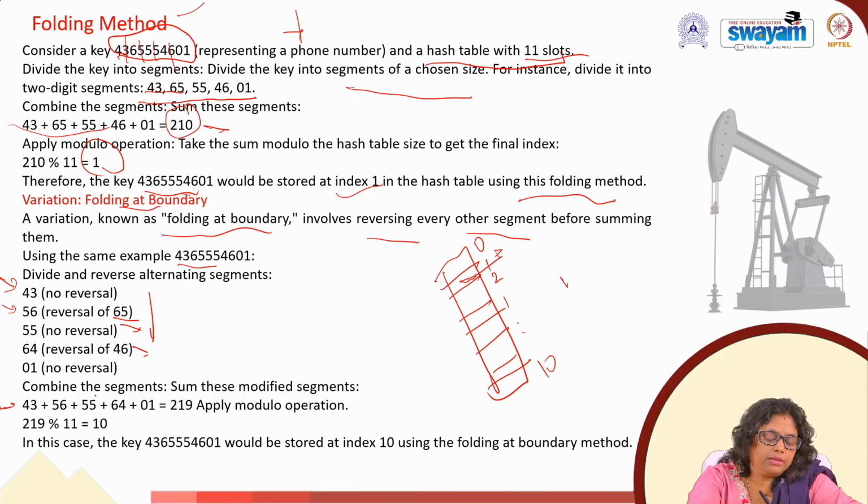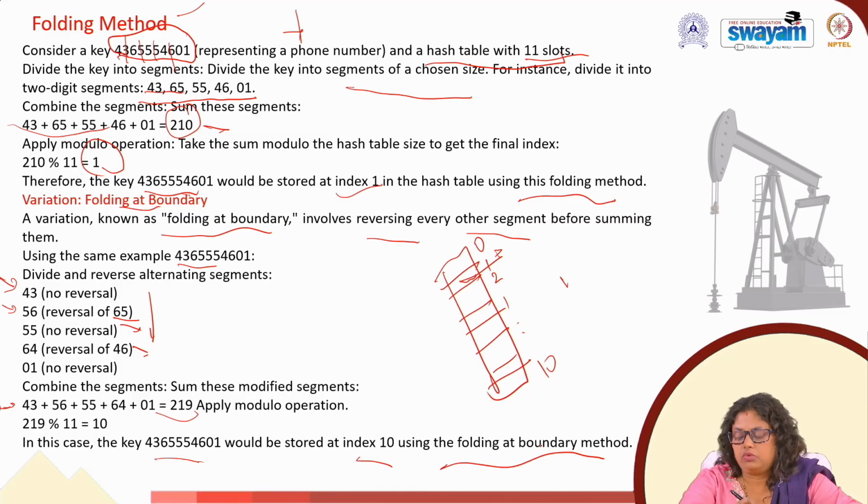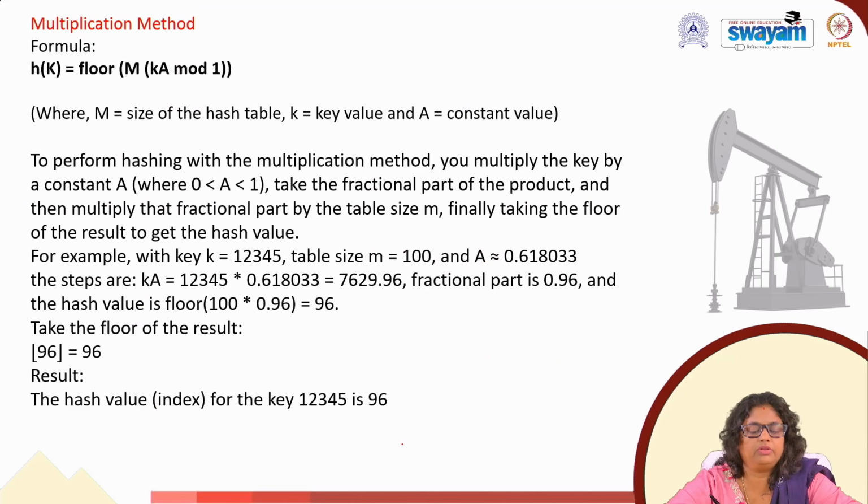So we have added all. What are we getting here? We are getting the value 219. So in this case this would be stored at index 10 using the folding at the boundary method. So we have two things: one is the normal folding method and the other is folding at the boundary. So we have two ways.